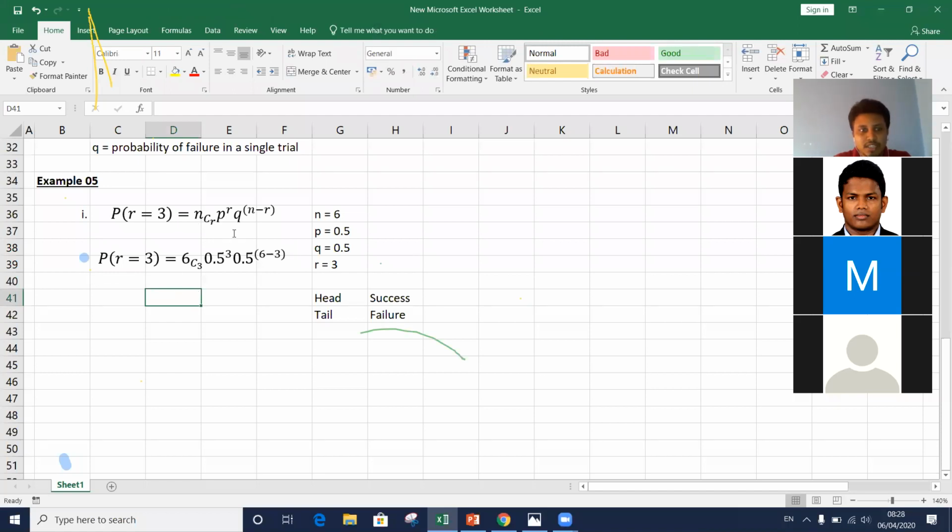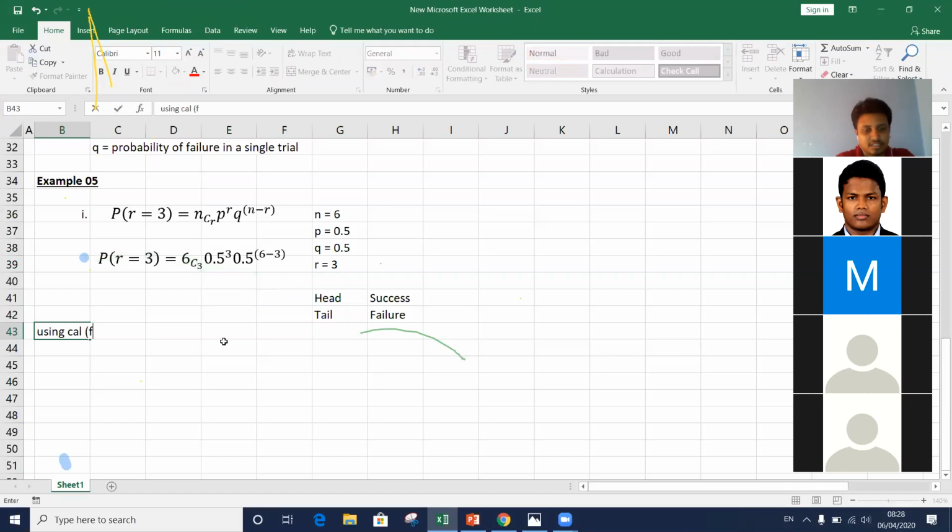Should I say how to take this from the calculator? Or do you know? මේ කැලේක ගන්න පුළුවන් නේද? Hope you know. මේම ගහලා තියෙනව නේද combination permutation කැලේකේ? Right? Using calculators, how can we take these values? Using calculator, using cal. Right, this is for FX.